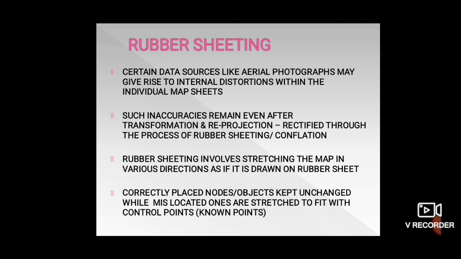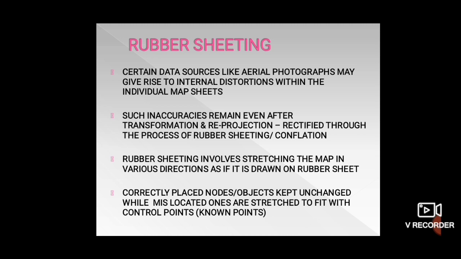And we are moving to the last stage, that is rubber sheeting. Certain data sources may give rise to internal distortions within the individual map sheets. These distortions generally occur in aerial photographs. You might have already seen that in aerial photographs there will be cloud coverage or some distortions. Why? Because the aircraft is continuously moving and the distortion can be caused by the movement of the camera lens. These inaccuracies remain even after the transformation and reprojection process.